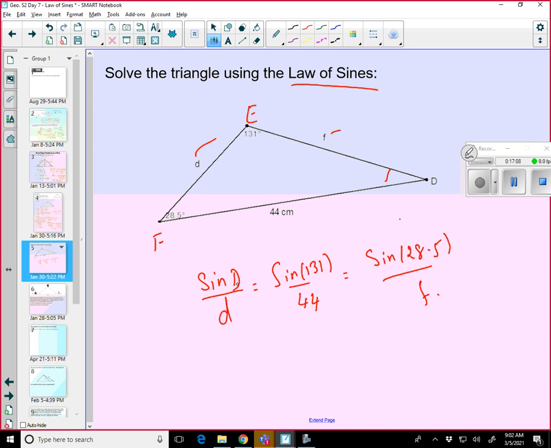We can find angle D first. Angle D is going to be 180 degrees minus 131 minus 28.5, because the sum of angles in a triangle is 180. So 180 minus 131 minus 28.5 gives us 20.5. So this is 20.5.